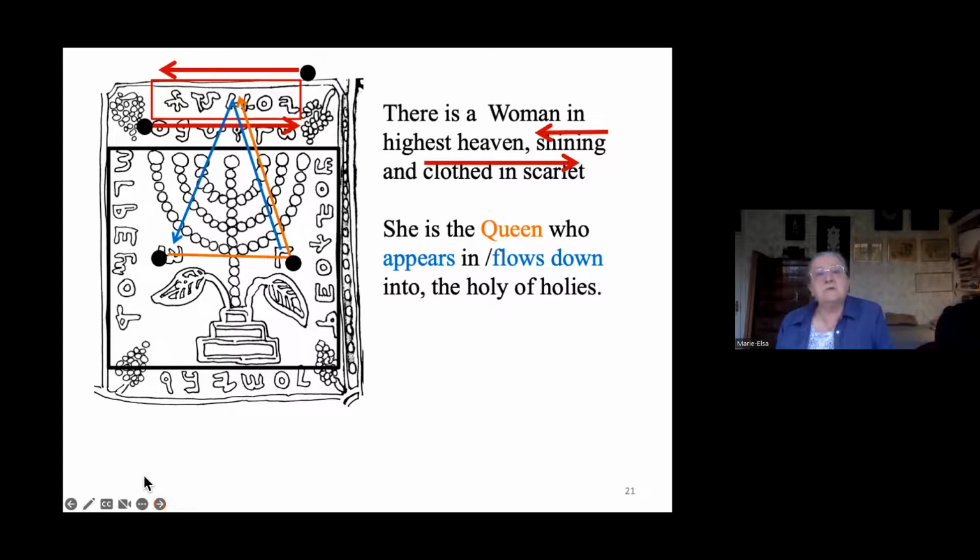That's the next one. So we're starting in highest heaven, right at the top there, and we're going to use the very highest run of letters, and you read them in two directions. So if you read them from right to left, they say shining one. If you read them from left to right, they say clothed in scarlet. So we know who we're dealing with.